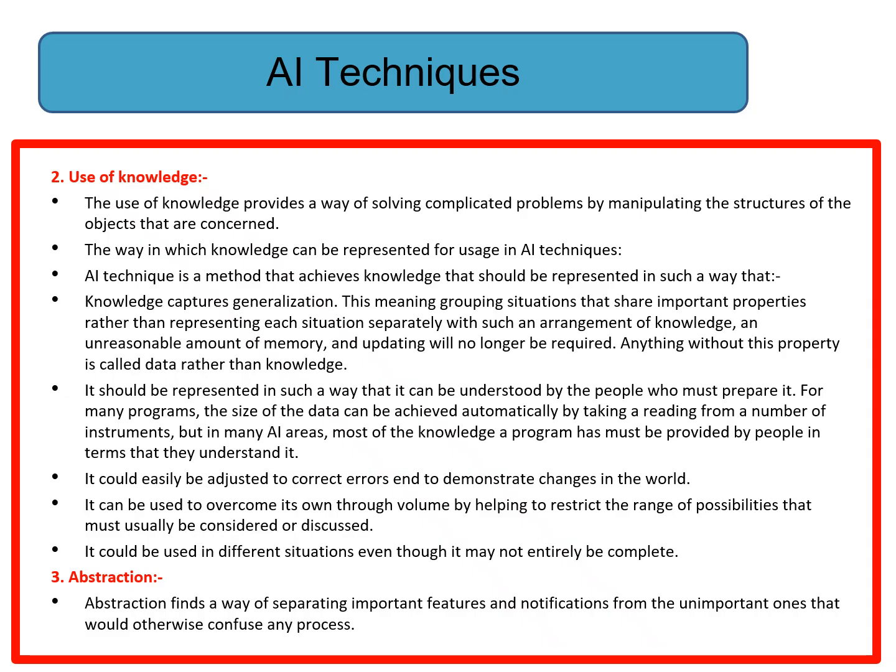Moving to the third point, abstraction. Abstraction is used in object oriented concepts too. It is the process of focusing on the important features of a problem while ignoring unnecessary details. It simplifies a complex problem and makes it easier to solve. Why are we using abstraction? Real world problems contain an enormous amount of information.